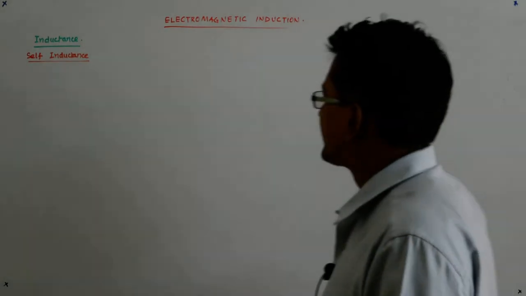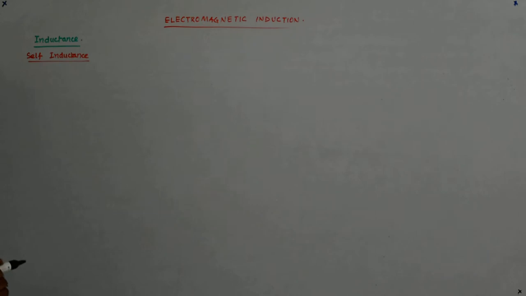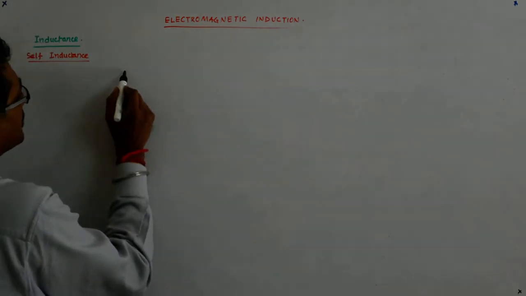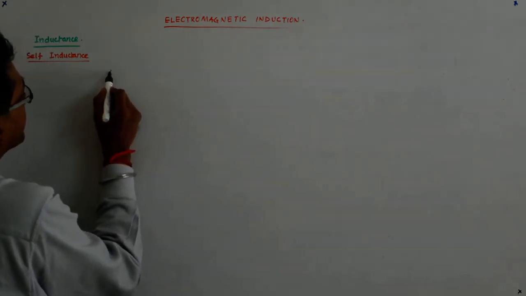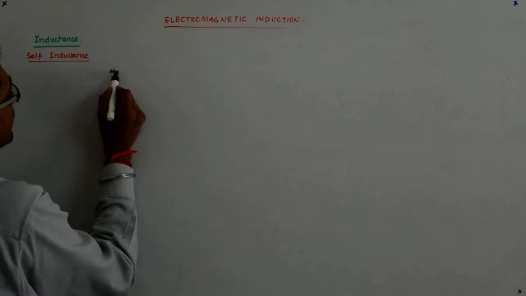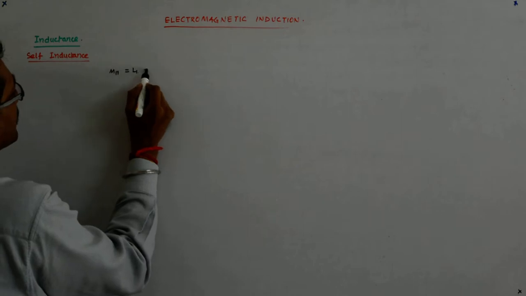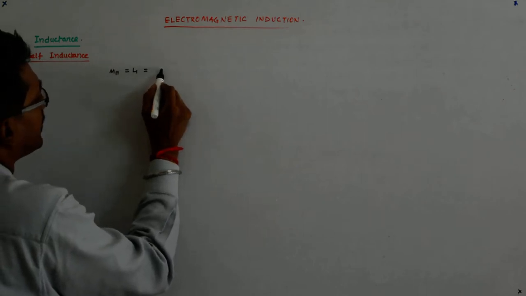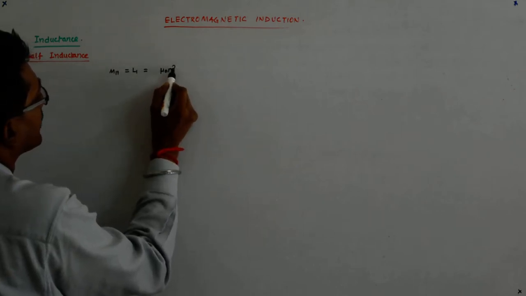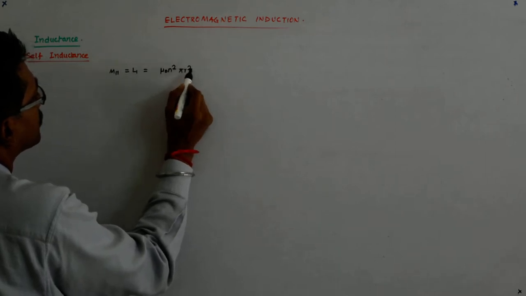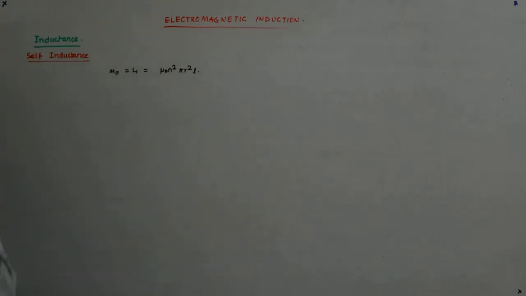Now let us try to understand self-inductance. We saw that it is M11, right? Which is nothing but L1. That came out to be mu naught N square pi R square into L. Correct?